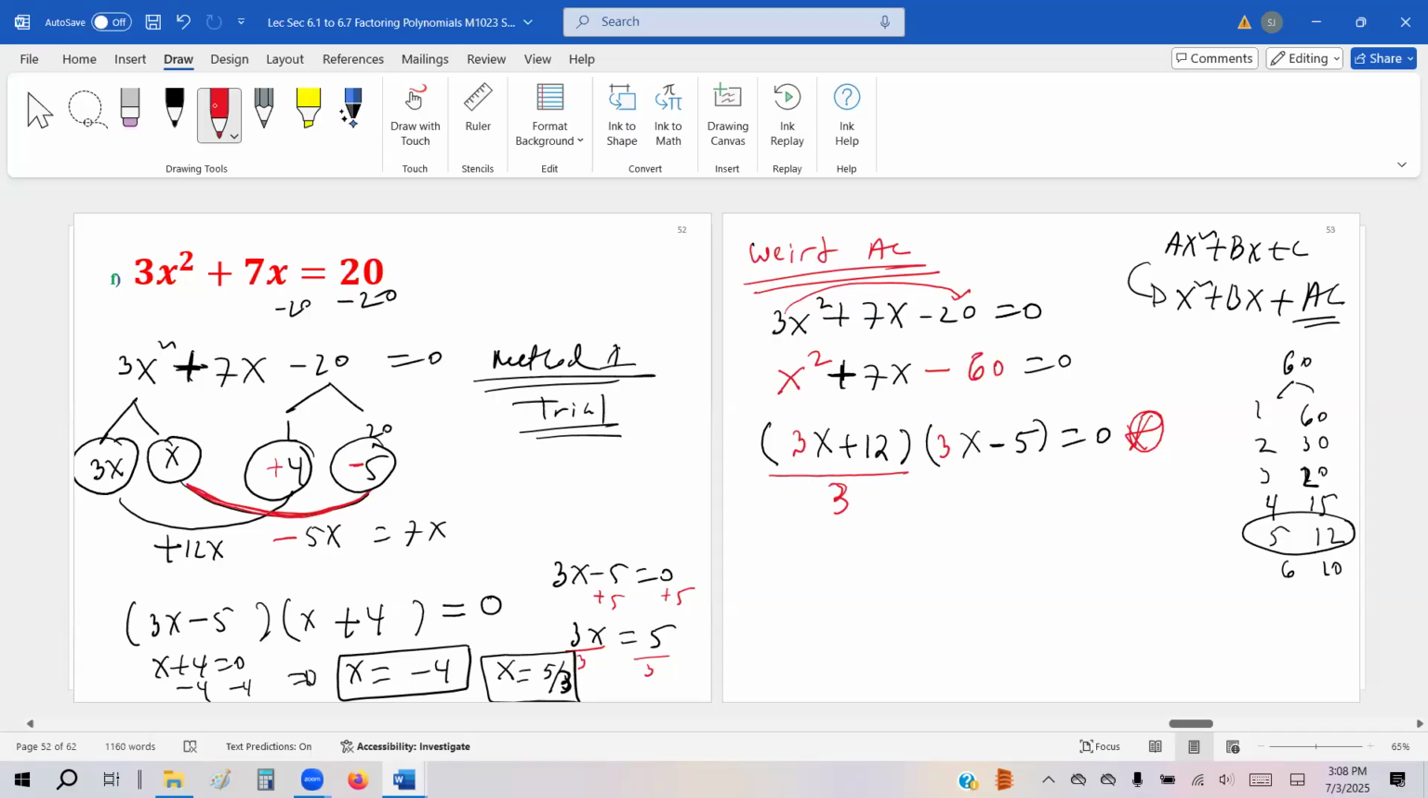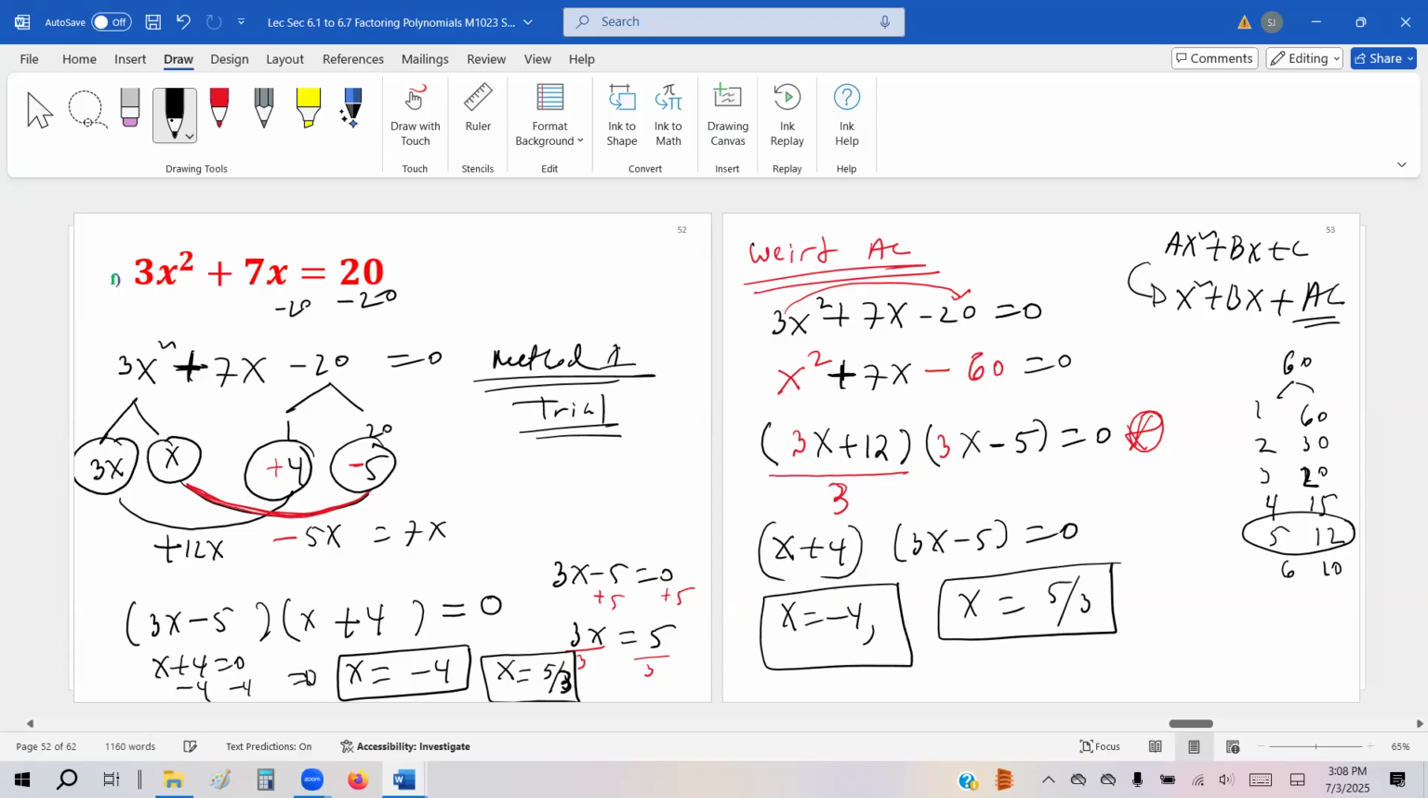So the first one is divisible by a. As a result, we get 1x plus 4. And the second one is fine, 3x minus 5 equals 0. So we did 1, 2, 3, 4 weird stuff. As a result, our life became easier. The answer is negative 4 and positive 5 over 3. Okay, it's weird, but the more you do, the better you'll get used to it. It's better than the normal AC method.